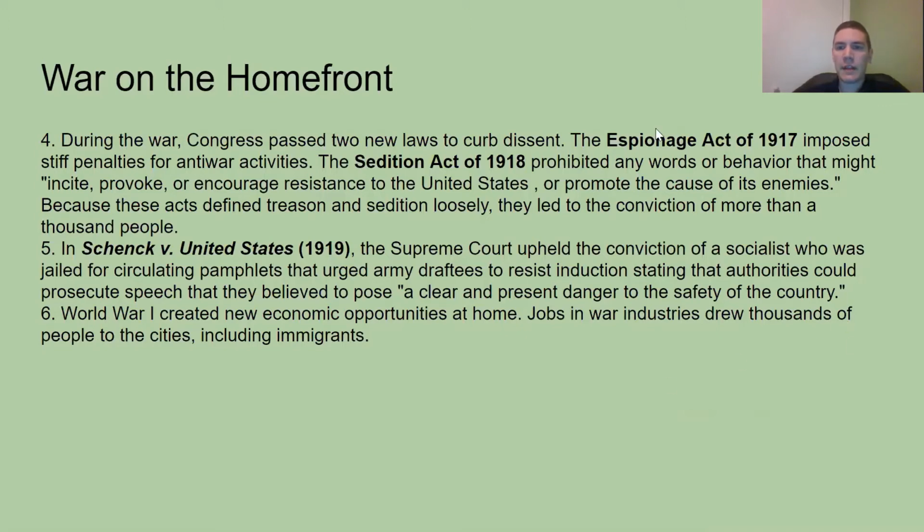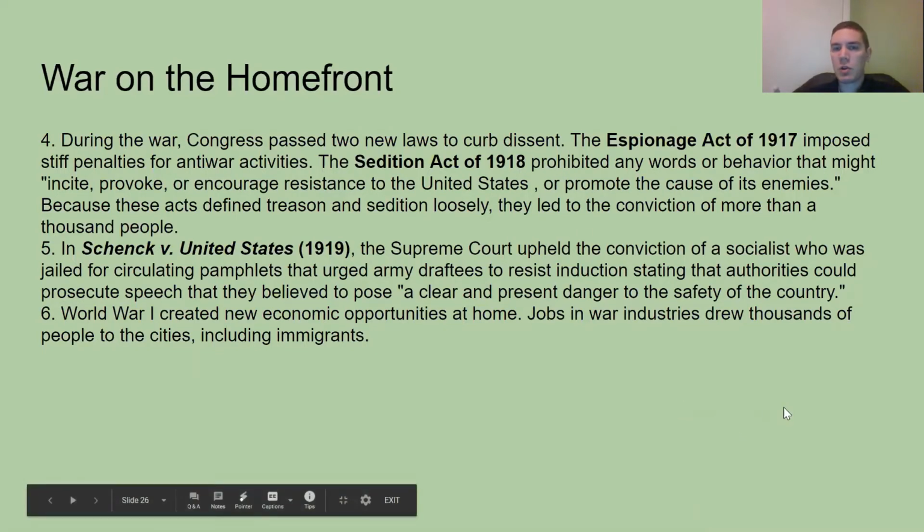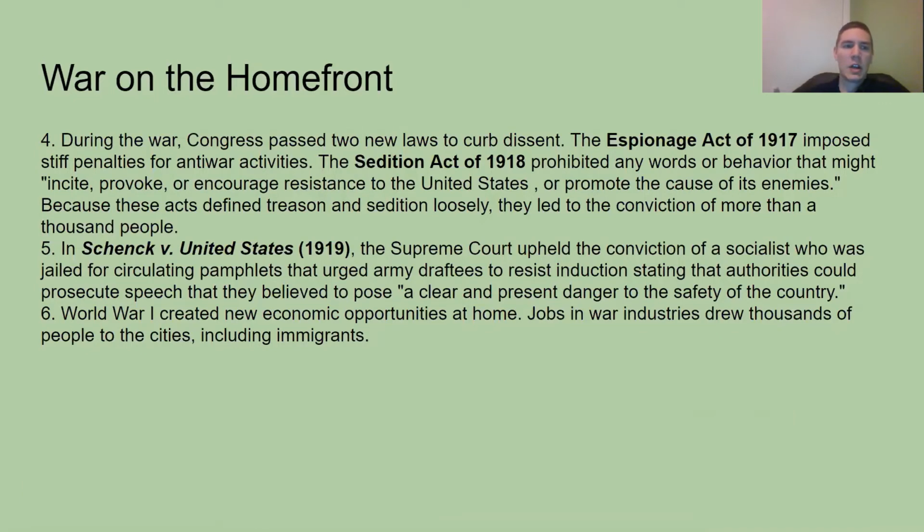And so we have things like the Espionage and Sedition Acts of the war. Basically, if you try to go against the United States, promote the cause of its enemies, or talk against the war, you could go to jail. And one man, Schenck, is going to sue the government for this. But the government said, if you pose a clear and present danger to the safety of the country during a time of war, they can take away some of your civil liberties.